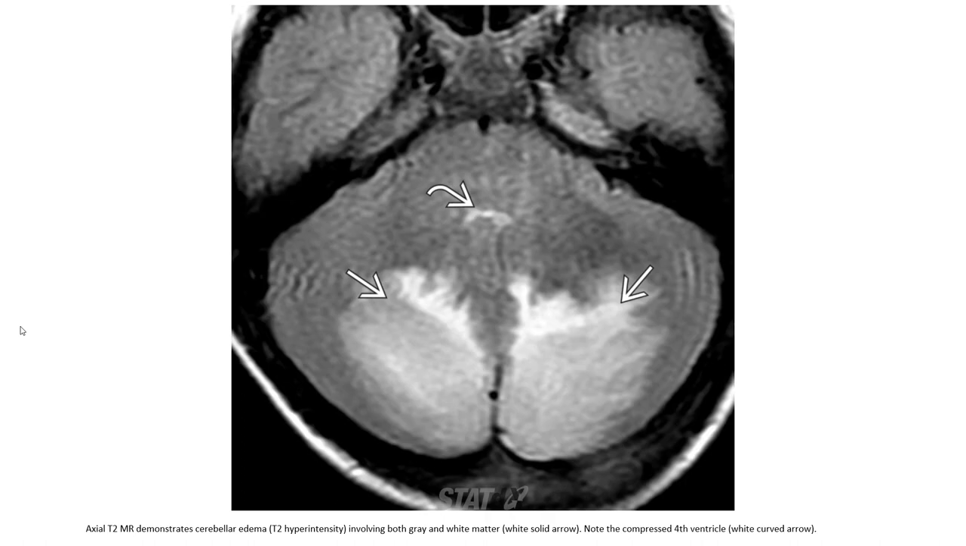This is the axial T2 demonstrating cerebellar edema, T2 hyperintense in both gray and white matter, white arrow indicates. Note the compressed fourth ventricle, white curved arrow indicates.